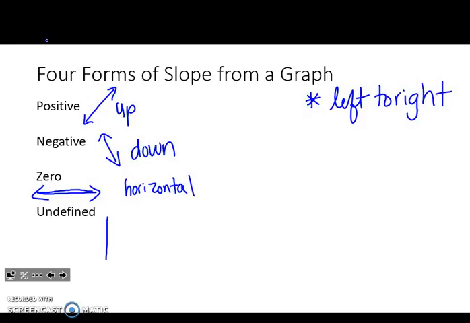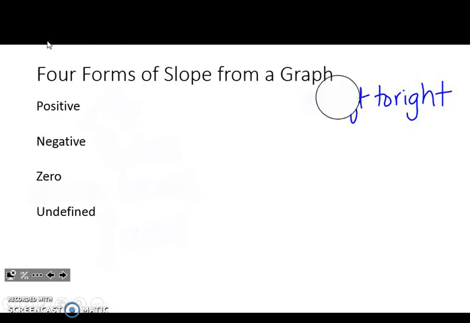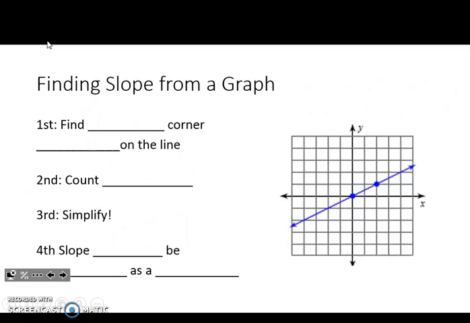So that would make undefined a perfect line that is up and down. It is a vertical line. We said that an example of a zero slope would be the floor. It doesn't go up or down at all. And we said that an example of an undefined slope would be the wall in the classroom. So there's four different types. So we're going to move into how to actually count the slope from a graph.